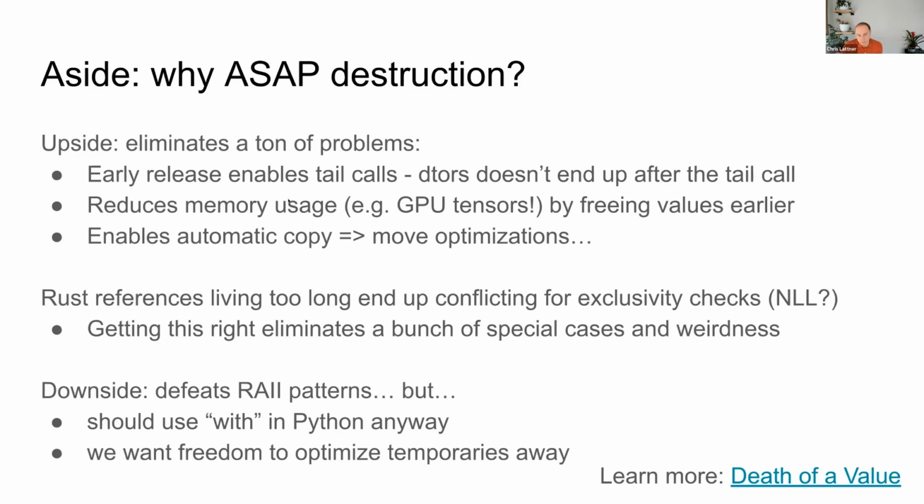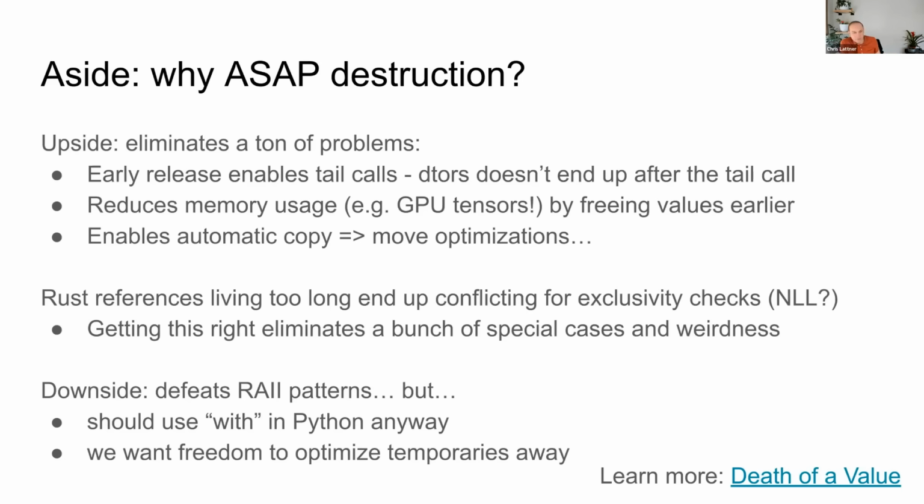This also reduces memory usage. Deleting 4 bytes for a string, that's not a big deal. Why do we care about that? That's not going to reduce my high watermark. It turns out when you're in eager mode and you have a GPU tensor and you have 8 gigabytes of nonsense going on, freeing that thing aggressively is actually a pretty big deal. It also enables copy to move optimizations, which I'll talk about in a second.